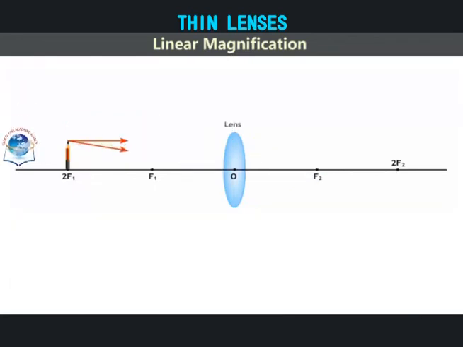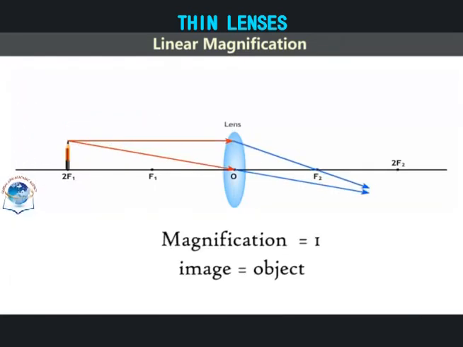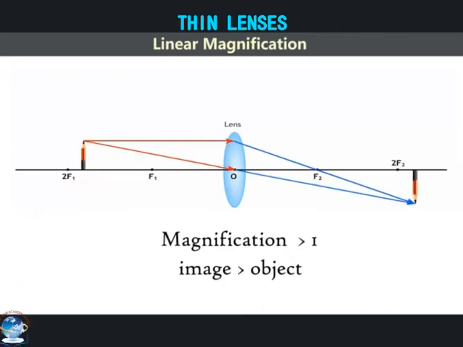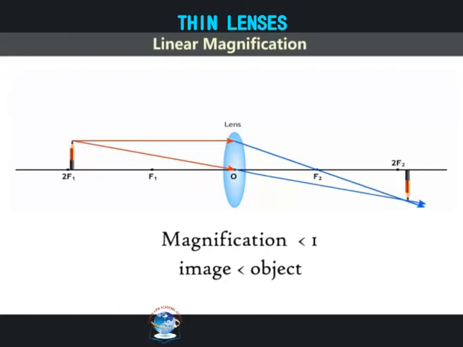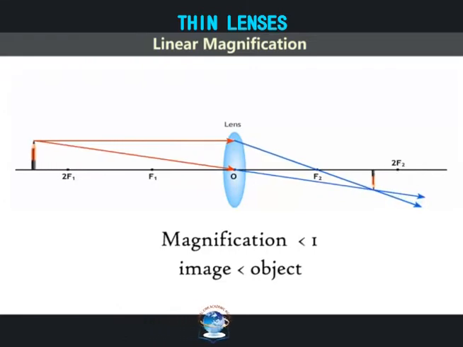And therefore, magnification is equal to 1 if the image size is equal to the object size. It is greater than 1 if the image size is greater than the object size. And it is less than 1 if the image size is less than the object size.